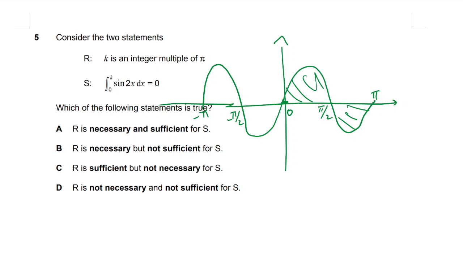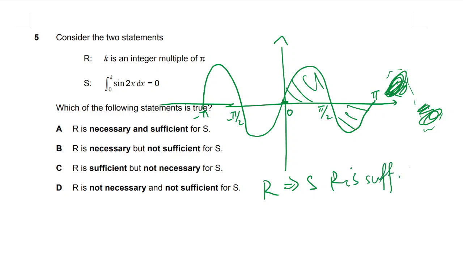And then the curve repeats itself, so you can also choose 2 pi, because the area on top is going to cancel with the one below it again. So basically, if you choose any integer multiple of pi, then the integral will be 0. So now we have R implies S, which means that R is sufficient for S.